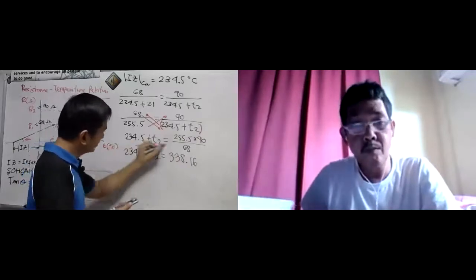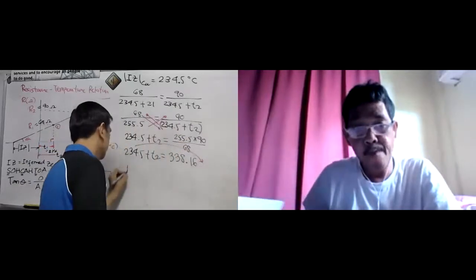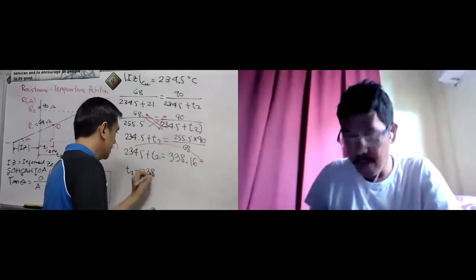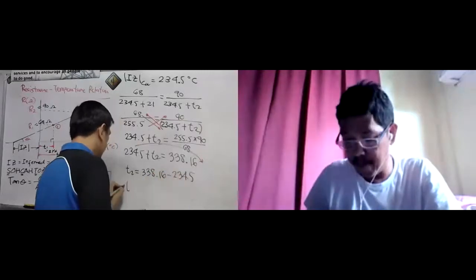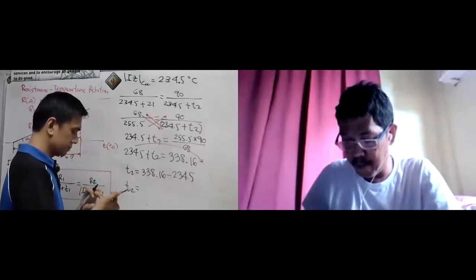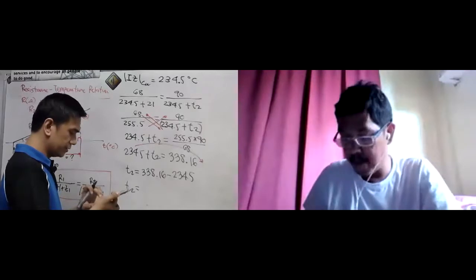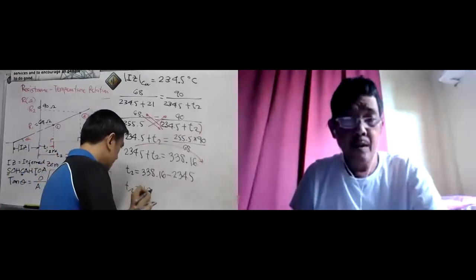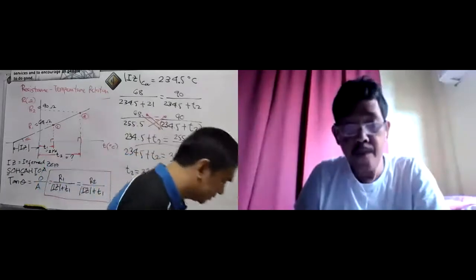We're going to transpose this one. So we can now have our T sub 2 to be 338.16 minus 234.5. Then our T sub 2 will be equal to 338.16 minus 234.5. So the answer will be 103.66 degrees Celsius. That is our answer to this problem.